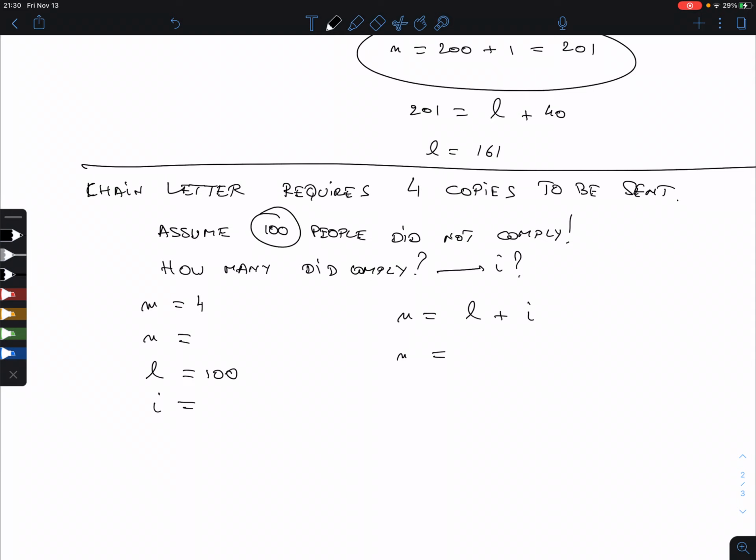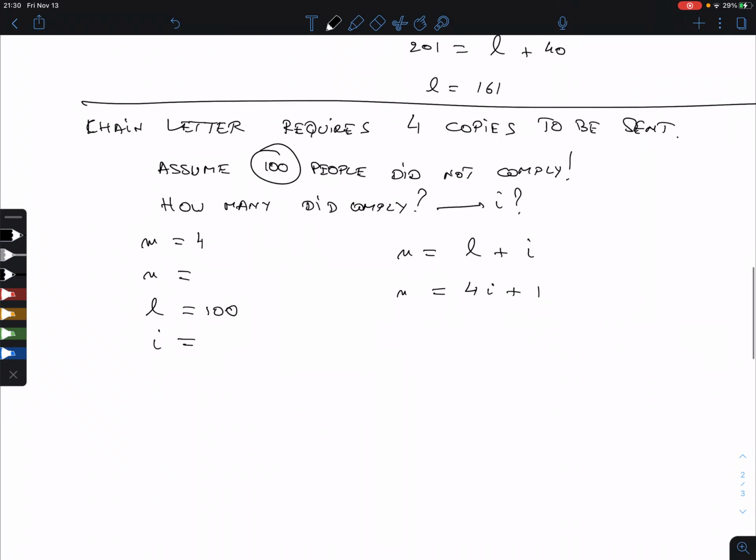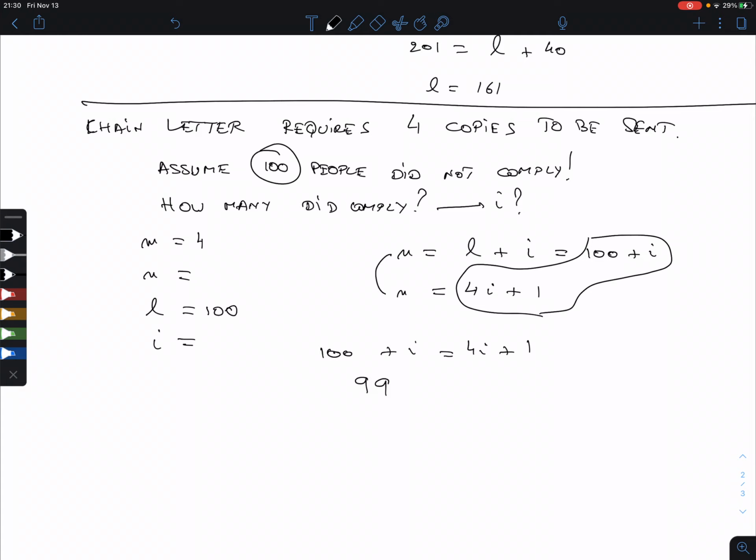That is, M is 4 here, so 4I plus 1. Okay, so let's copy what I have. We also have this one, 100 plus I. So we have these two equal, right? There are two different ways of writing n, so I'm equating these two. So I have 100 plus I is 4I plus 1, so that is 99 equals 3I. Therefore, I is 33. So 33 people did not comply.